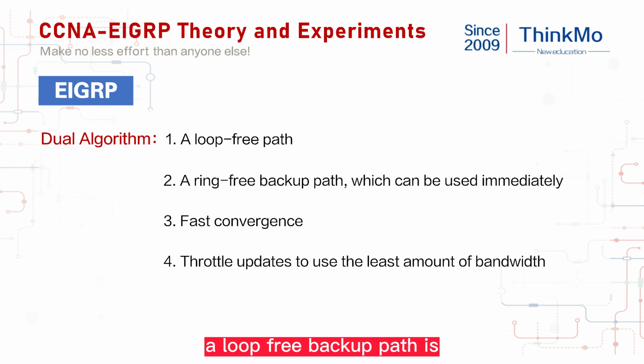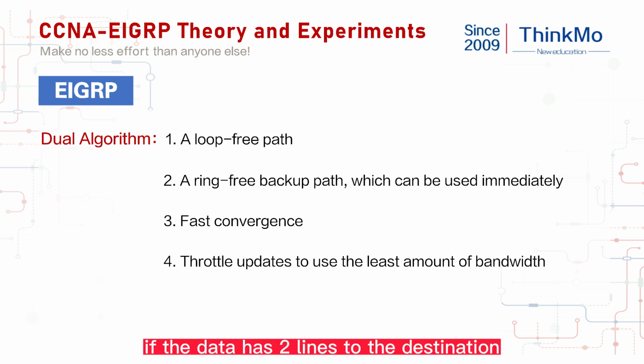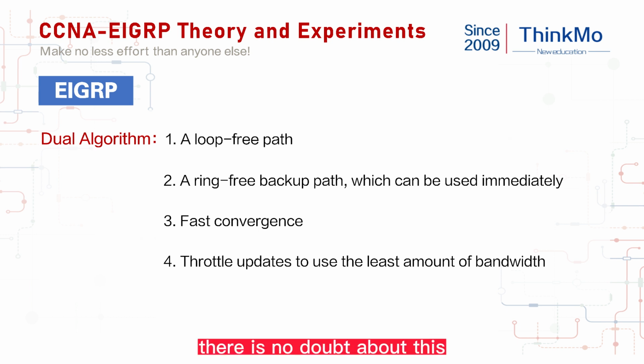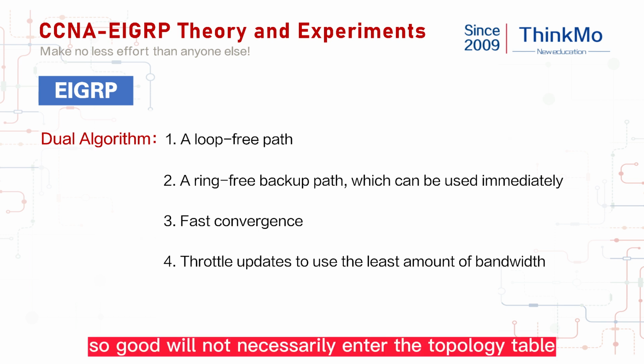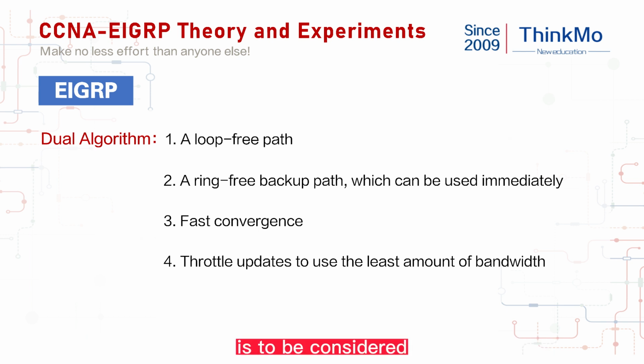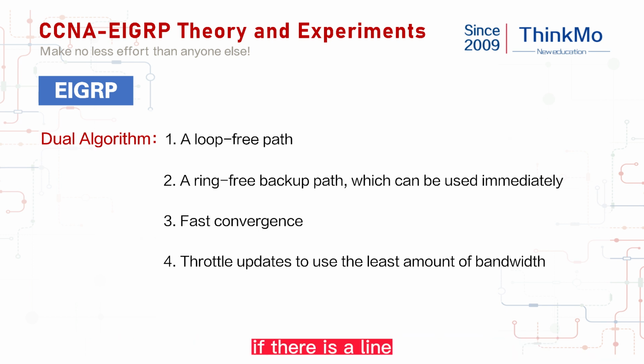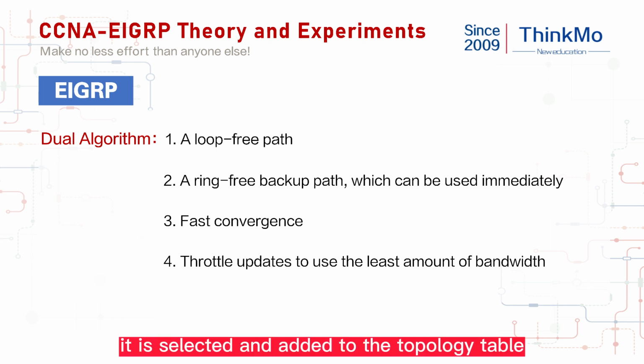A loop-free backup path is, if the data has 2 lines to the destination, the above route is the best. The optimal one must be added to the table. There is no doubt about this. Then the ones that are not so good will not necessarily enter the topology table. It is to be considered. Wait a minute and we'll figure out how to calculate it. If there is a line, it is selected and added to the topology table. As long as this line is cut off in the future, this line can start forwarding immediately. This is where EIGRP is very powerful.